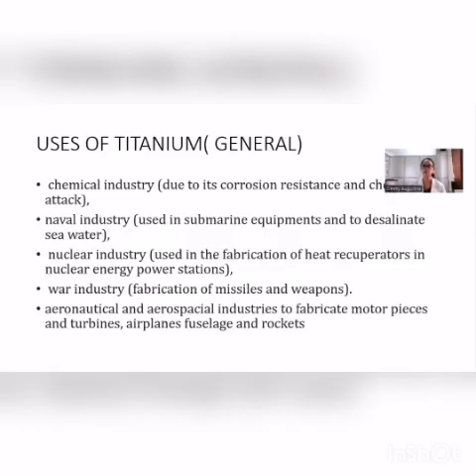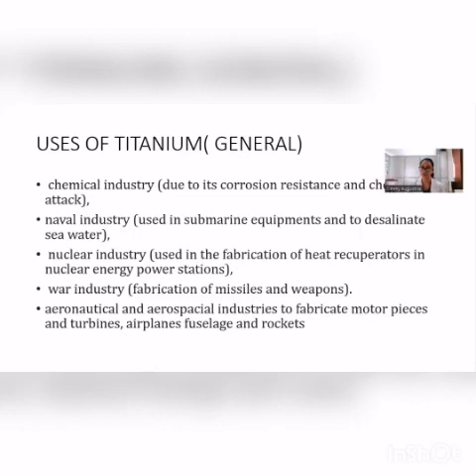Now, what are the uses of titanium? Generally, titanium is used in the chemical industry and the aeronautical industries. The chemical industry uses it because of its corrosion resistance. That is why it is used in the chemical industry.